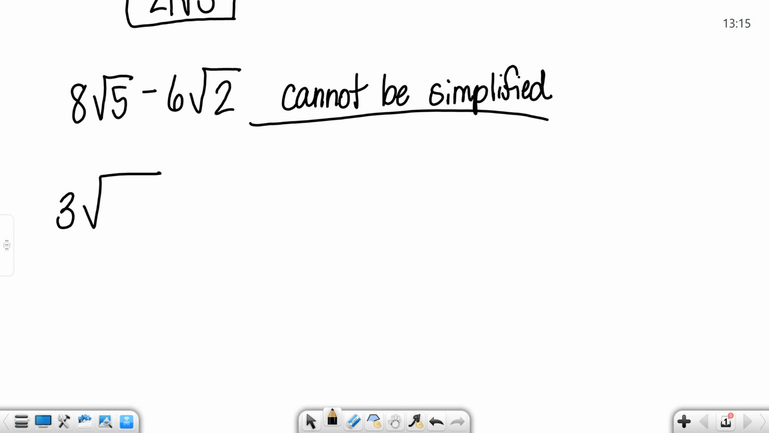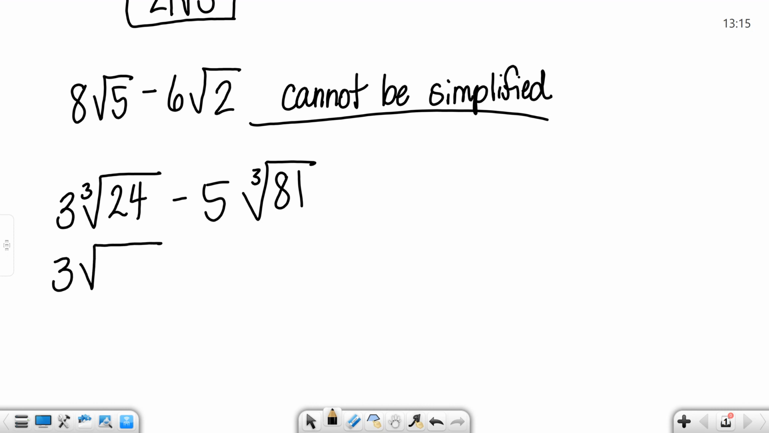All right, so let's try 3 times the cube root of 24 minus 5 times the cube root of 81. All right, not like terms. They both are cube roots, but it's 2 different numbers under there. So we need to simplify first. I need to simplify 24 into 2 numbers where I can take the cube root of one of them. Well, I'm going to use 8 times 3.